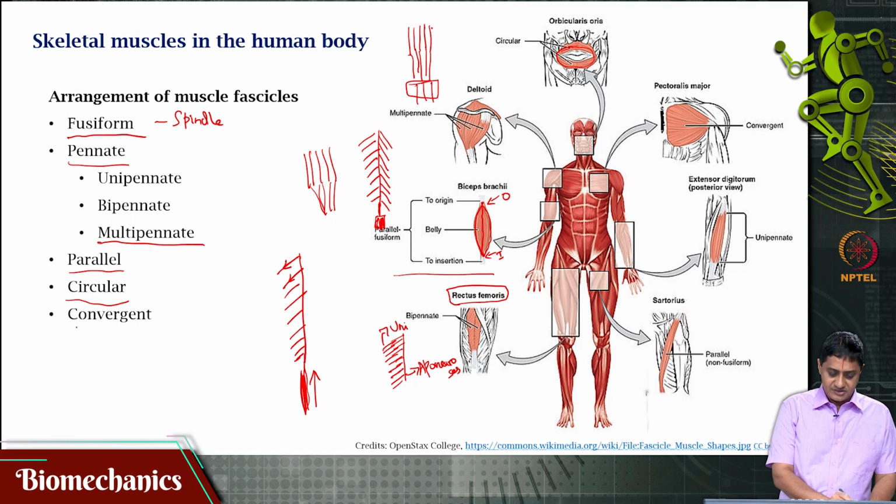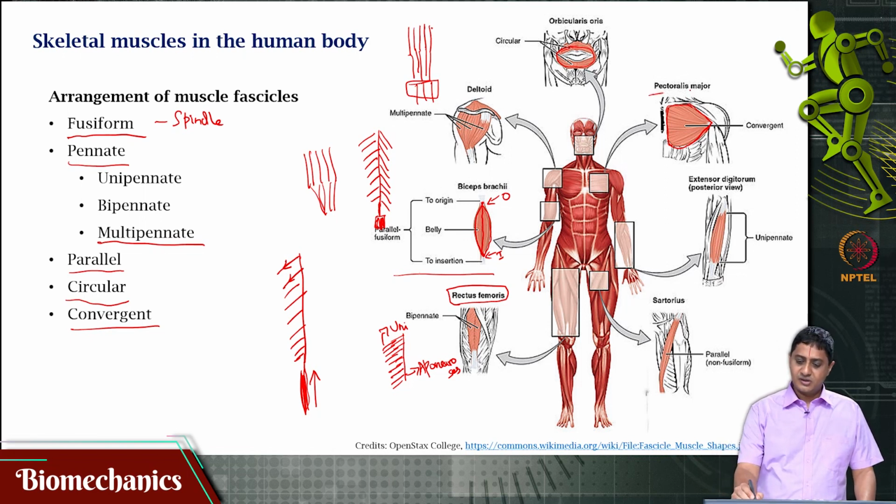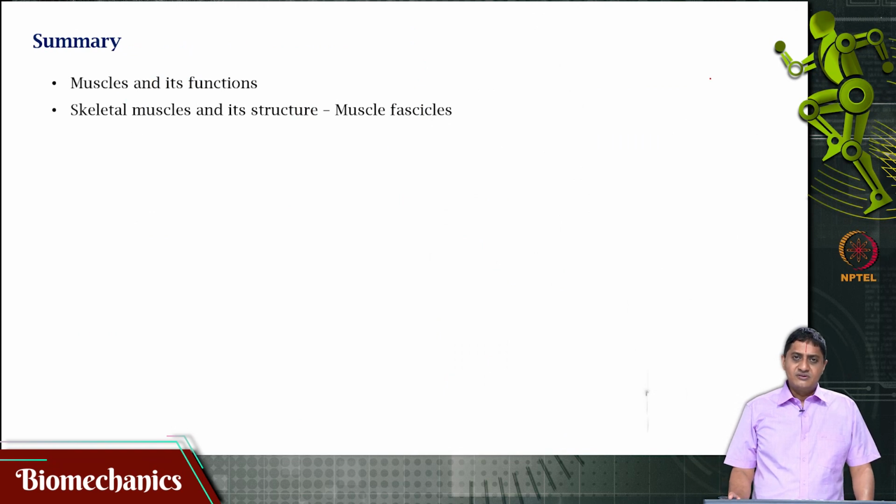Then you have convergent muscles, muscles that converge, that have very large number of fibers at one end and all of them converge to one side. An example is the pecs, the pectoralis major, the chest muscles that you see. These are examples of convergent muscles. So, in this video we saw an example of various types of muscles. We saw what are muscles and their functions, and different types of muscles in terms of whether they attach to the bones or not, and within the skeletal muscles we saw different types.